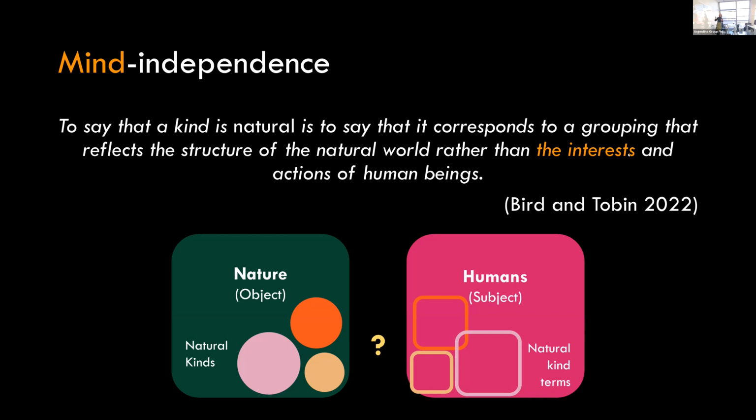So as soon as human interests come in, as soon as we are picking and choosing what properties we want to have as determining a natural kind, then we can't really be sure anymore whether that reflects the natural world or not. Or we can just straight up say, no, it doesn't. And then besides the mind independence, so the independence of human interest, the independence of the picking and choosing, we also have this independence of human actions in this definition.